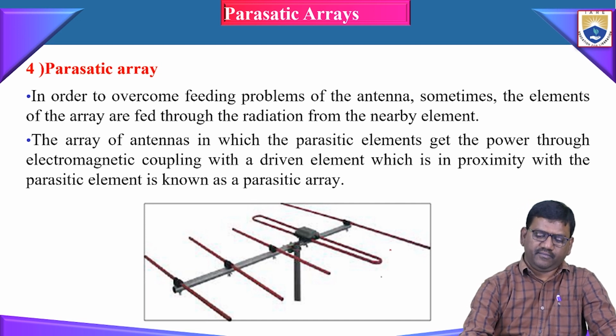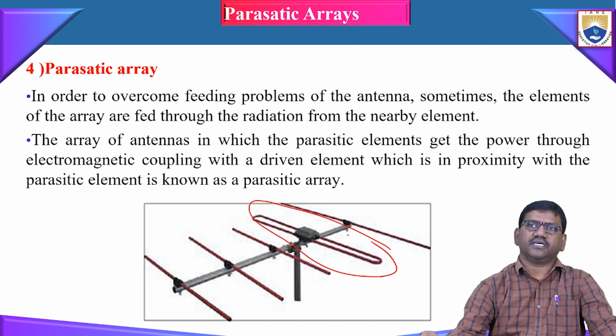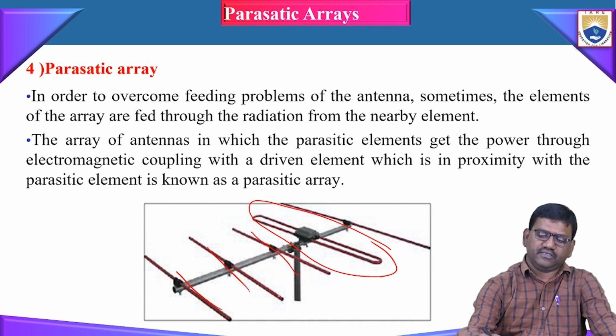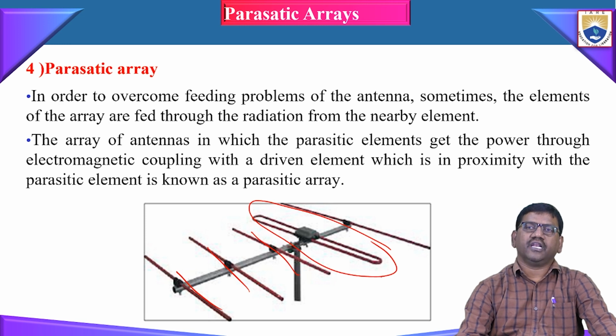So here only one element is given the input signal, and all the other elements get energy through the process of electromagnetic coupling. Hence the name parasitic array. Parasitic means the elements which get the energy in an indirect way. That means RF power is fed to the element indirectly but not directly.